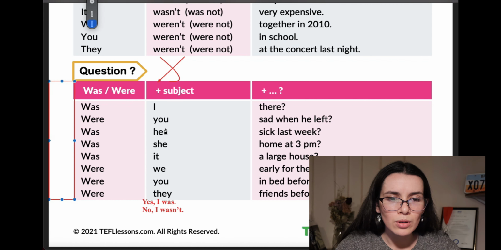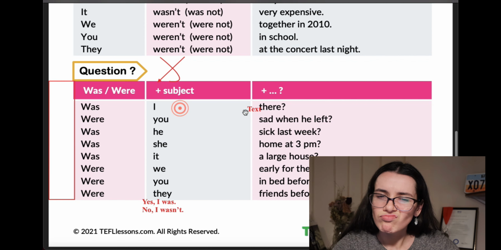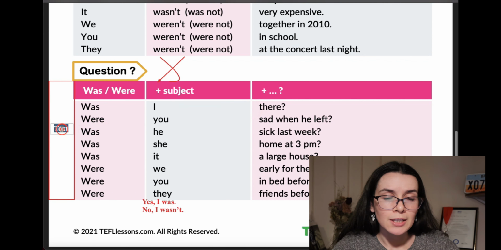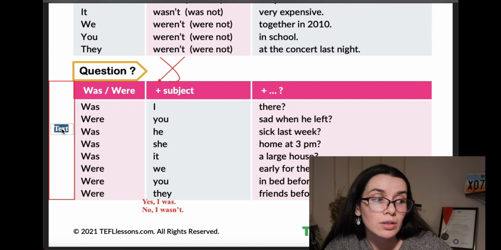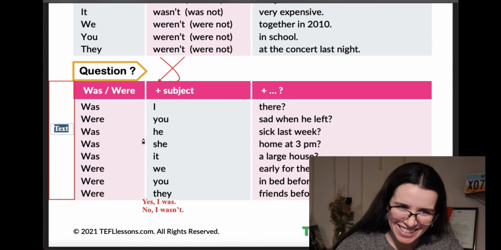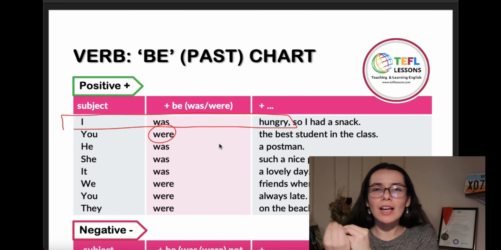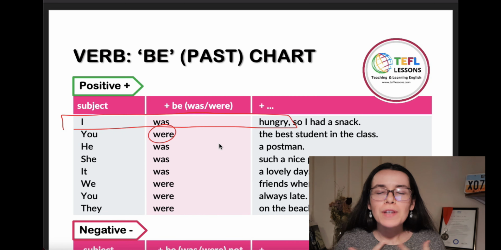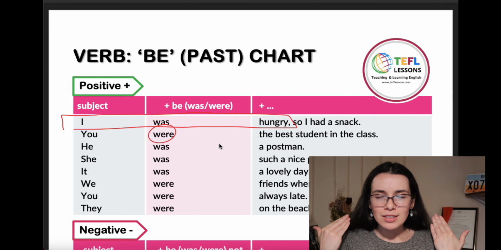So in here, remember, we can use the WH questions. For example, why? Why were you hungry yesterday? Or when were you hungry yesterday? Or how were... Just kidding. Okay, never mind. So this is the verb to be. Okay, remember, every time you want to express a feeling or a state of being, you use the verb to be.